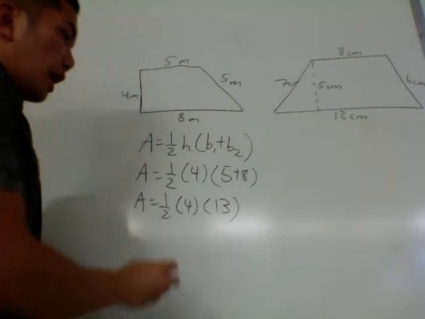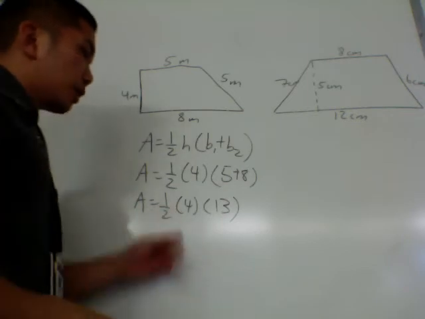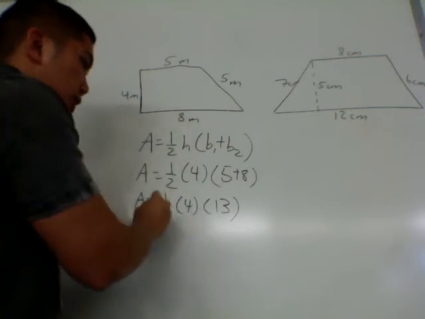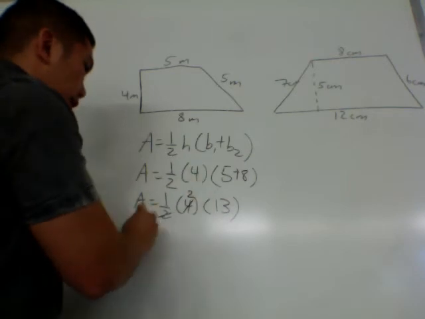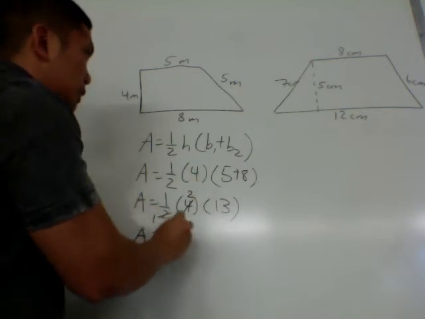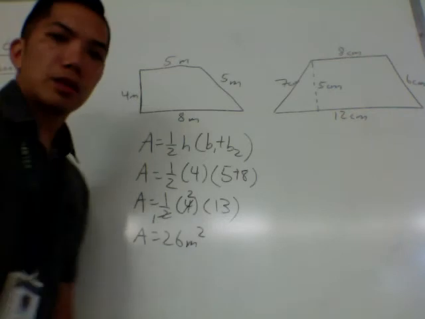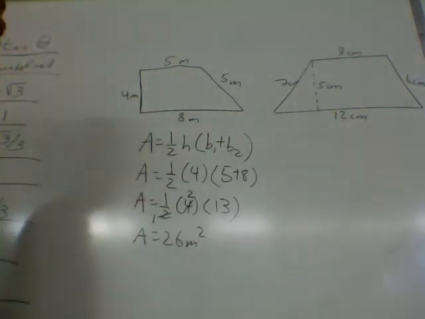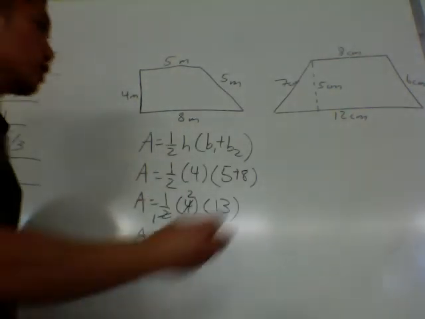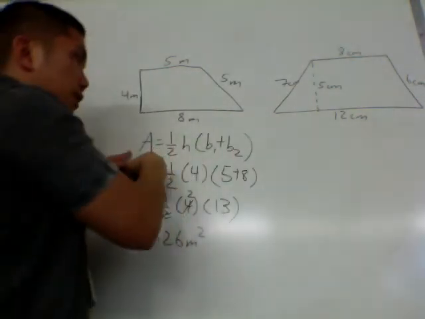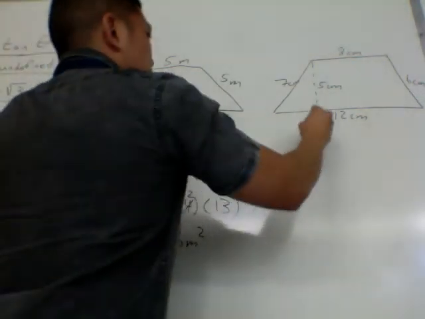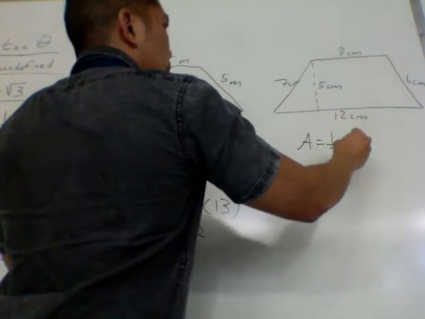Okay. And then you could do it either way. I'm going to just go ahead and cancel this. So my area is equal to 26 meters squared. For number 2, it's the same thing. I'm still using the same formula. So area is equal to 1/2.